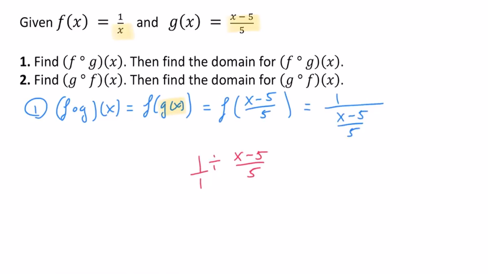Division: so keep, change, and flip. We keep the first fraction, change the division into multiplication, and flip the second fraction. And then multiply straight across. So this is 5/(x - 5). So we have 5 over x minus 5.